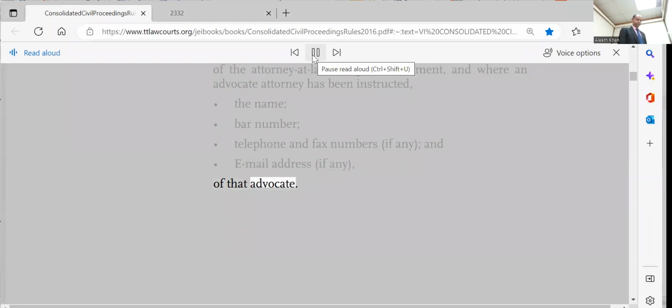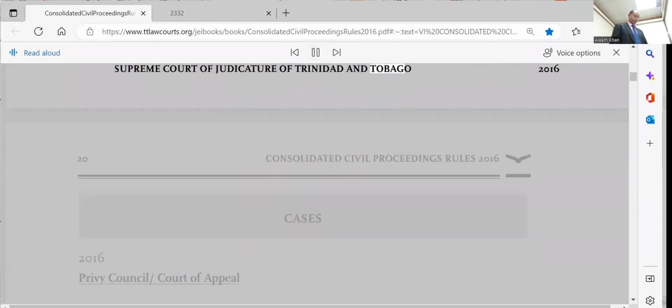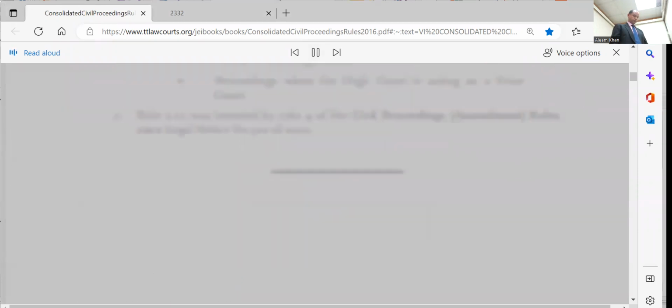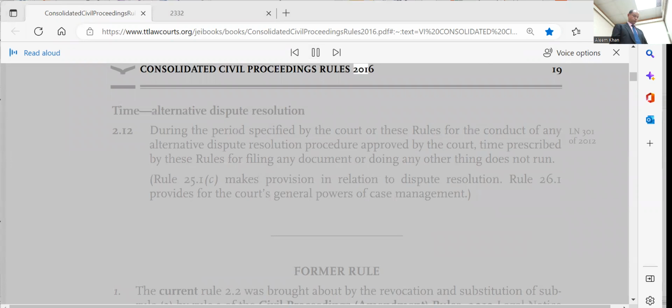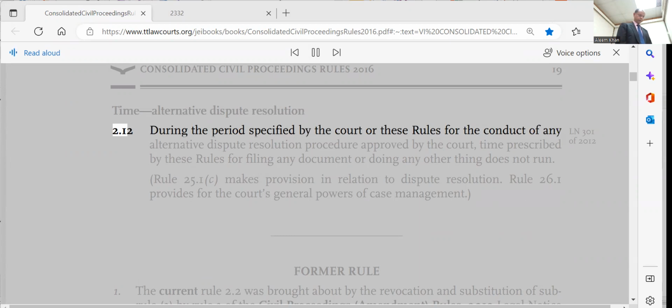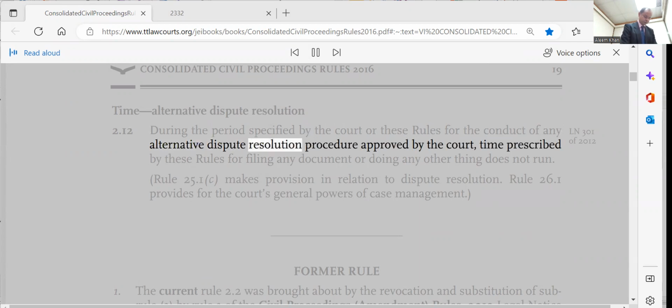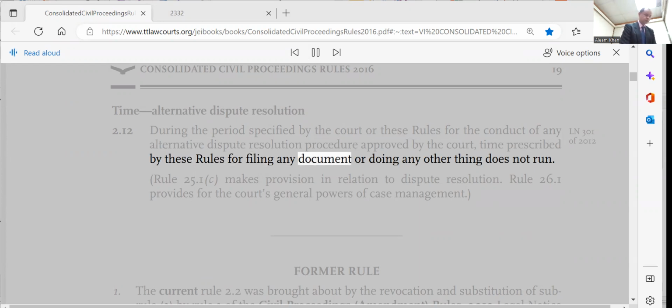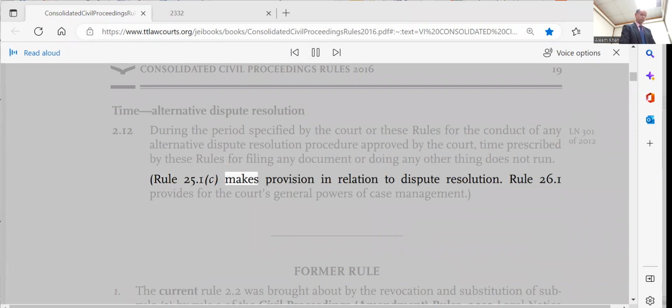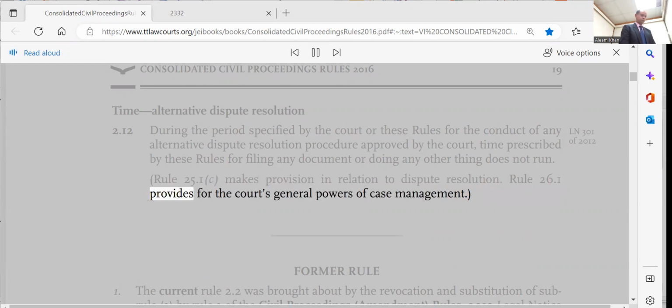Supreme Court of Judicature of Trinidad and Tobago, 2016. Consolidated Civil Proceedings Rules 2016-19. Time, Alternative Dispute Resolution 2.12. During the period specified by the court or these rules for the conduct of any alternative dispute resolution procedure approved by the court, time prescribed by these rules for filing any document or doing any other thing does not run. Rule 25.1(c) makes provision in relation to dispute resolution. Rule 26.1 provides for the court's general powers of case management.